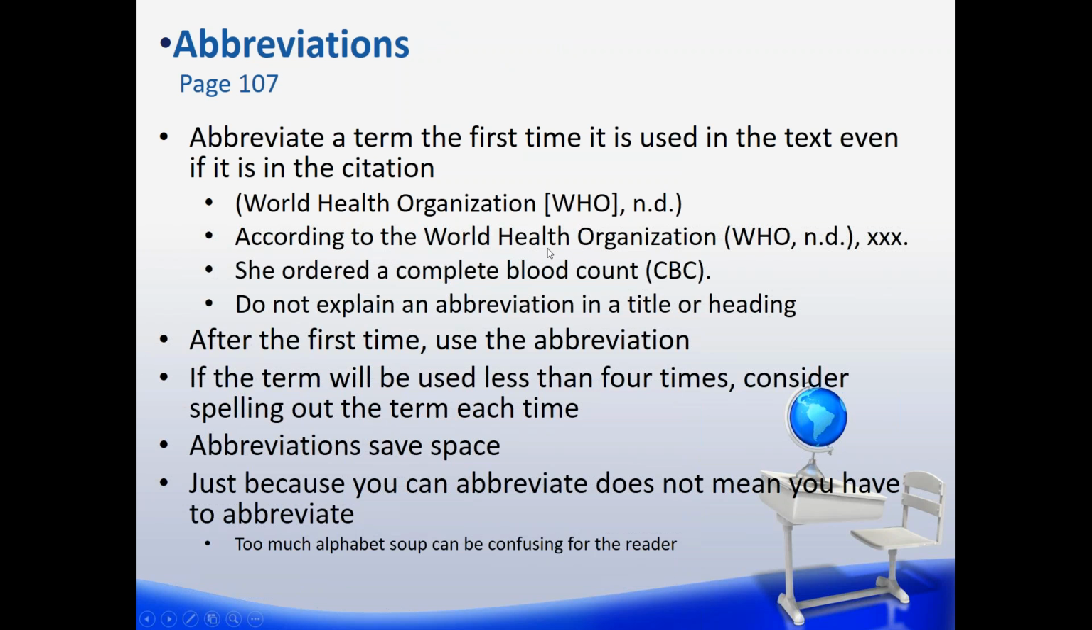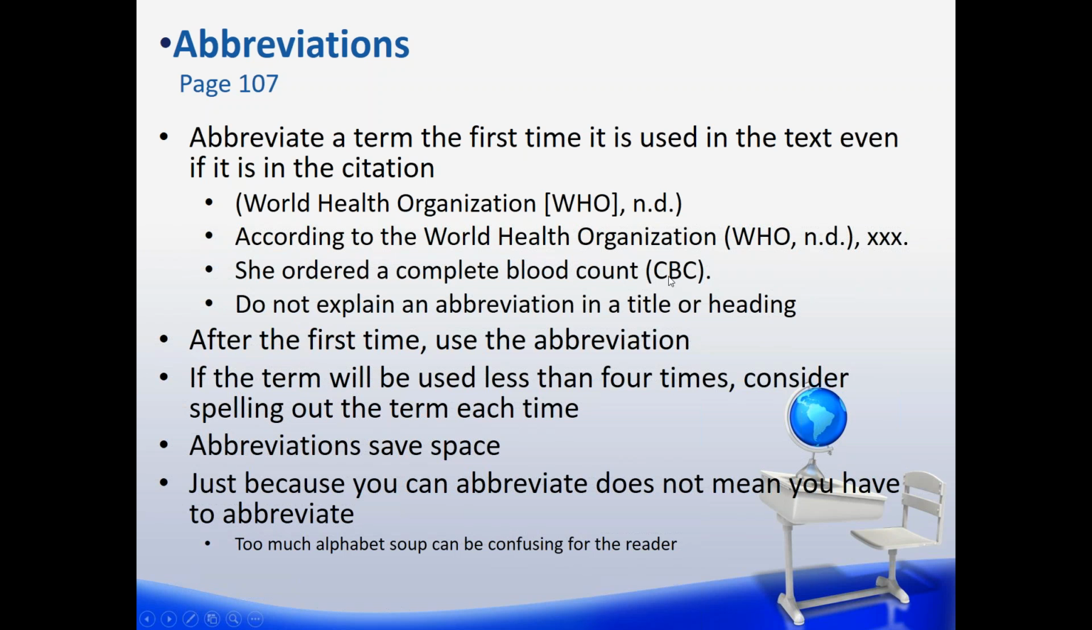So the rule is that you abbreviate a term the first time it's used, even if it's in the in-text citation. If I hadn't used World Health Organization in the sentence yet, then I could spell it out here and then put the abbreviation in brackets, because we can't have parentheses inside parentheses. I can use it for a citation, so I get more bang for my buck with that abbreviation in the citation.